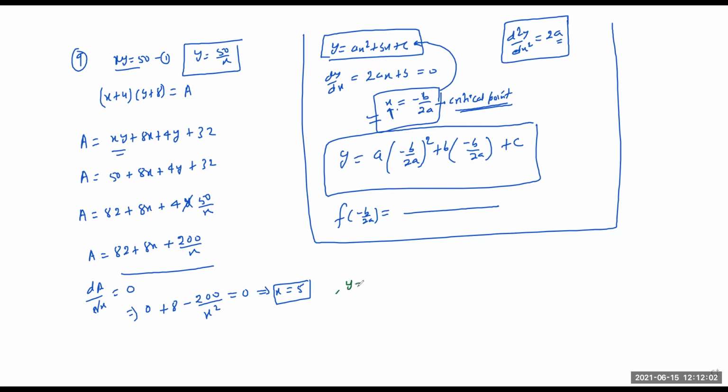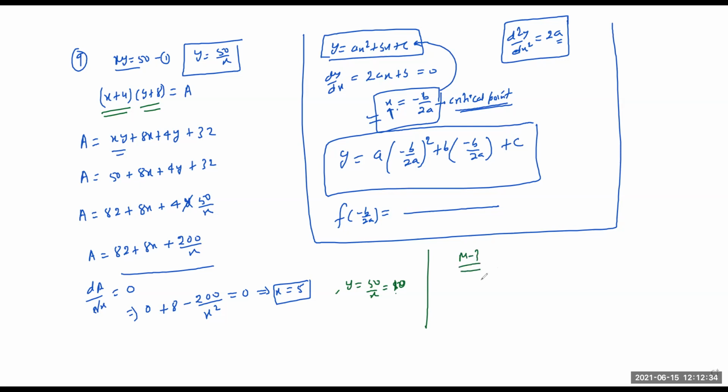So y is 50 upon x, which is 10 now. Because the inner dimension is known to us, the outer dimension is how much? X plus 4, which is 9, and y plus 8, which is 18. Okay. Yes, sir, I solved the 10th one. Very good.